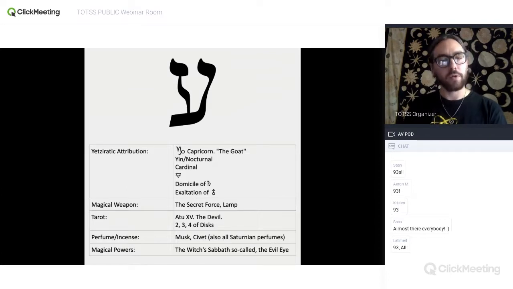Well, let's see, I'll just go through. So it's the domicile of Saturn. So Capricorn is ruled by Saturn. This is Saturn's house. And it's also the exaltation of Mars. So Ayin itself isn't necessarily particularly martial, but Mars is quite at home and pleased about being in Capricorn.